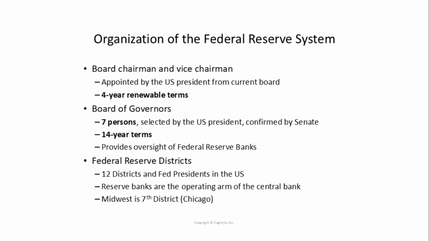The Fed is organized with a board of governors in Washington, D.C., along with 12 regional reserve banks across the country. This structure balances national policy with local insights from different parts of the economy.